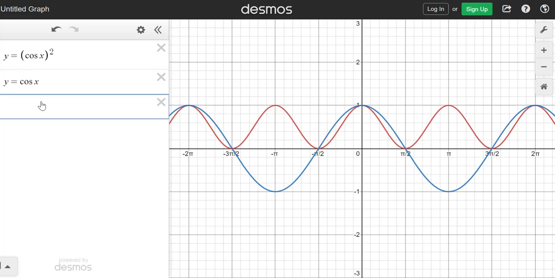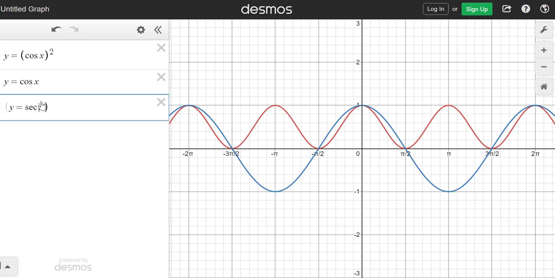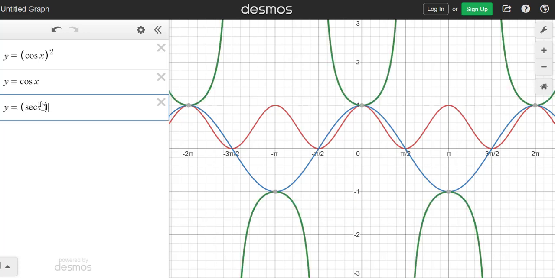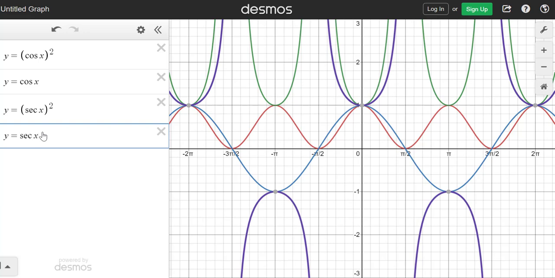And lastly, let's do y equals, and sec x is there, there's our sec x, and of course we can square that, and it becomes a little bit more boxy. So I might even pop on y equals the original sec x there, and you can see that that's squared. Same asymptotes, does get to the asymptote eventually, just not quite as quick.